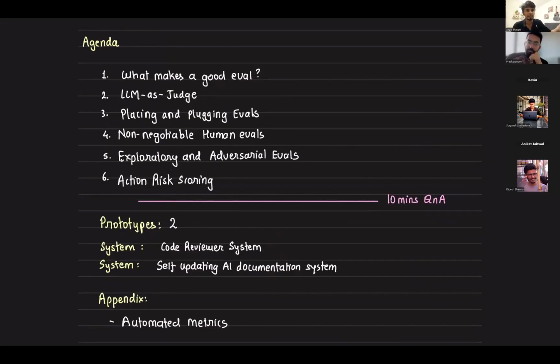I'm designing the same system at Razorpay, so I'll copy-paste it, right? So first we'll discuss evals, where they come in handy. We'll see ways to breach everything and show a demo of that. Then we discuss two systems, which are the code reviewer and the self-updating AI documentation system. And in this process, we'll look at two prototypes, right?